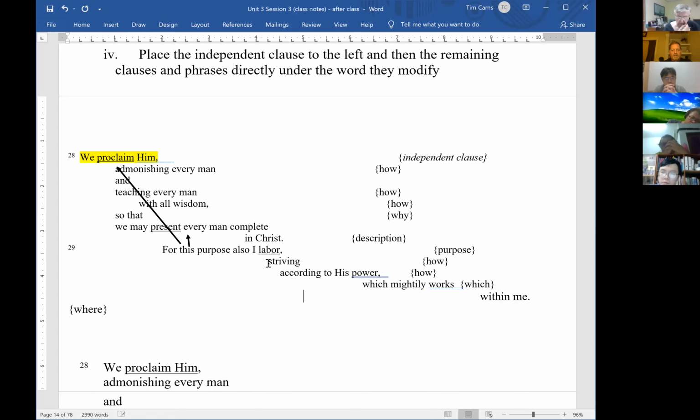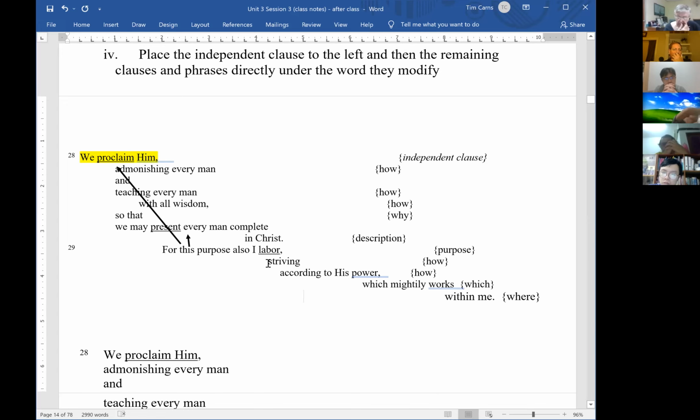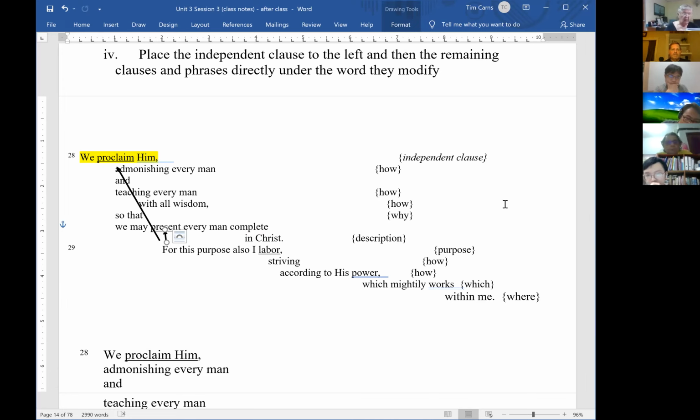Now, I know we did this kind of quickly, but are there any questions that you guys have about this particular diagram? Any piece of it or anything that doesn't make sense? Any questions?